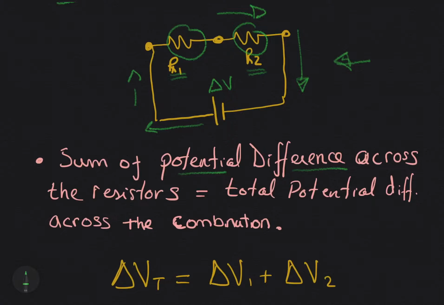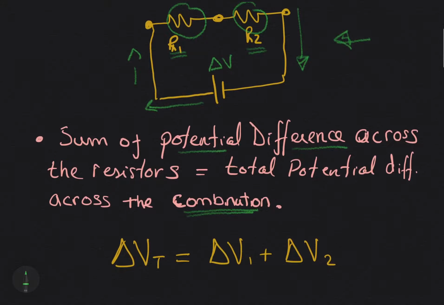On the other hand, if you look at the potential difference across the resistors, so between resistors 1 and 2, it is the same as the potential difference across the combination. Okay, so in other words, here if I want to find the potential difference T, it will be for total. The potential difference total is the potential difference through the first resistor plus the potential difference through the second resistor.